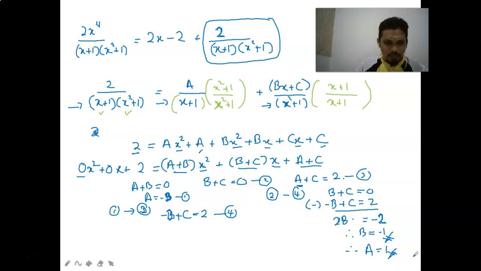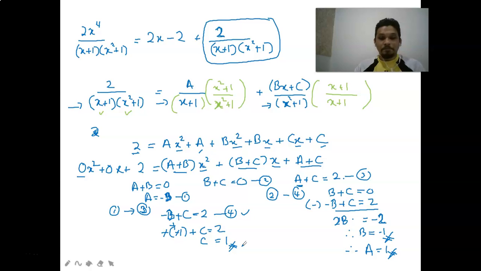And b is negative 1, we compare this with equation 4. So negative b, where b is negative 1, plus c equal to 2. Negative times negative becomes positive, so then c equal to 1. Bring to this side becomes negative, so 2 minus 1 equal to 1.